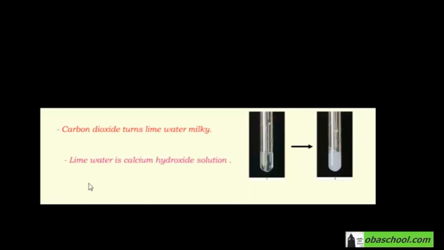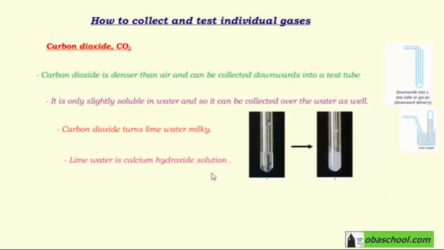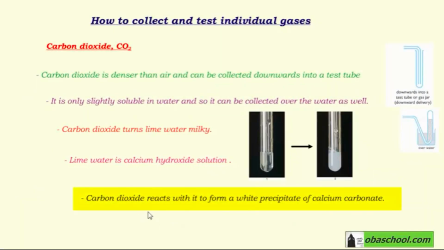Lime water is calcium hydroxide solution. The lime water that we put with carbon dioxide is a calcium hydroxide solution. Carbon dioxide reacts with it to form a white precipitate of calcium carbonate. So the milky water is calcium carbonate, since carbon dioxide reacted with calcium hydroxide to give calcium carbonate.